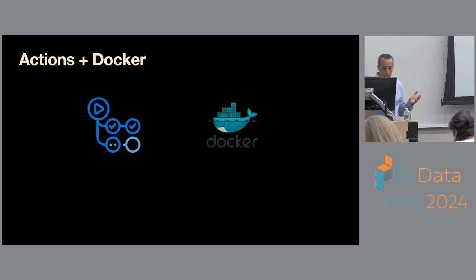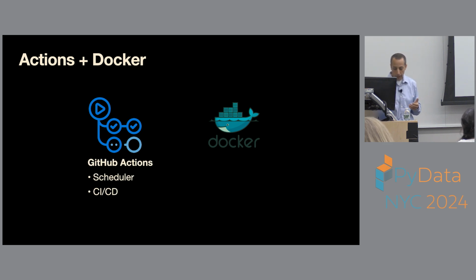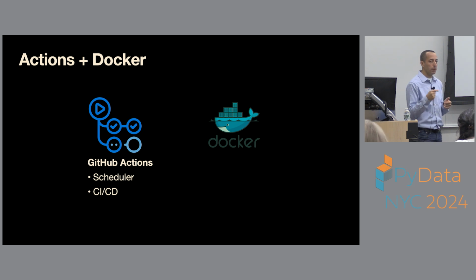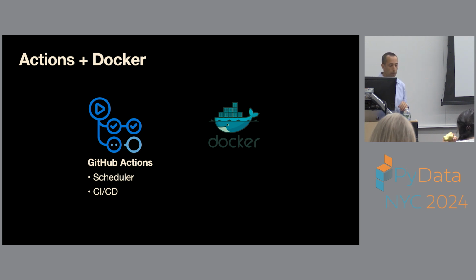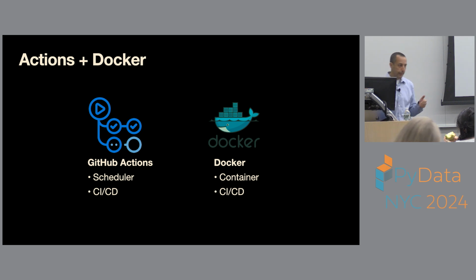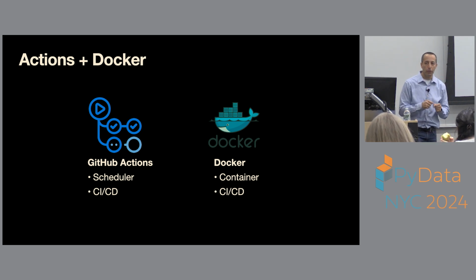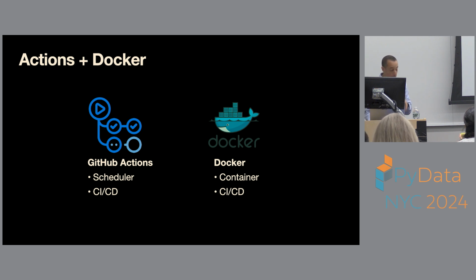So what is GitHub Actions? It is a scheduler, right? We run jobs based on triggers, and it is a CI/CD tool built into your GitHub. Docker, similar to the CI/CD tool, enables you to wrap your code and ship it between environments. All right, so those are the main tools we're going to talk about today.